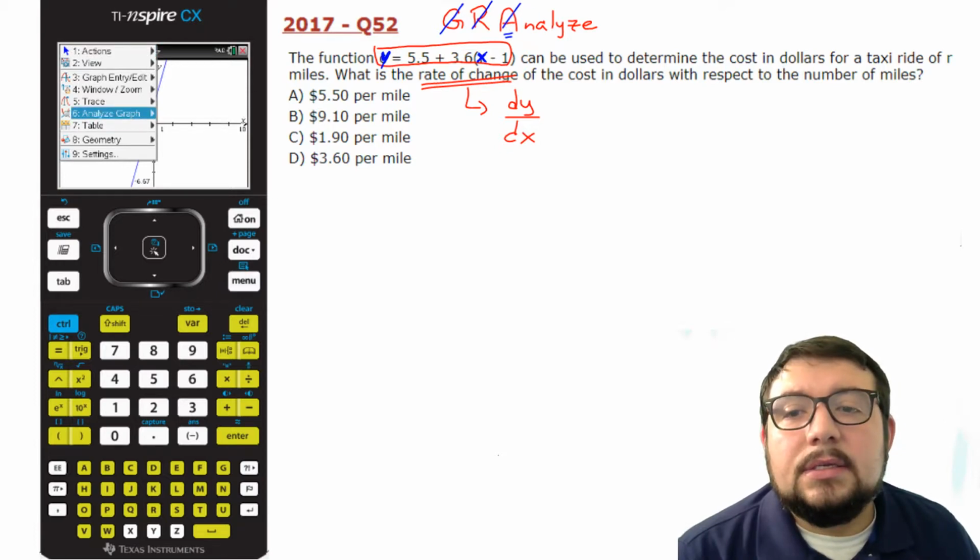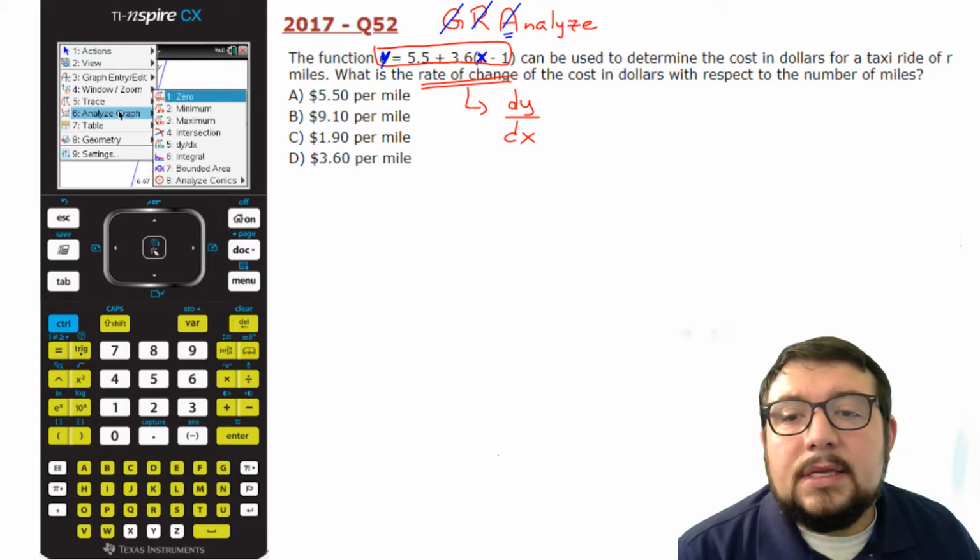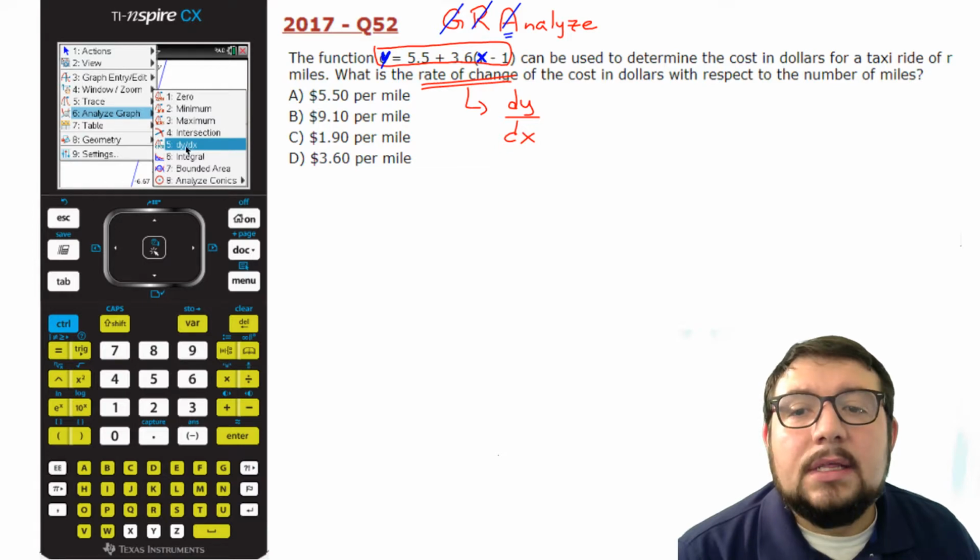So that's the analyze. And inside analyze, what do we want? We said we want the slope, which is represented by dy over dx. That's the same thing, the higher-level version of rise over run. Rise is a change of y's, and run is a change of x. So there you go. We'll push the slope button, number 5.